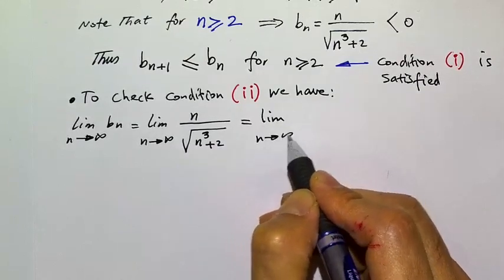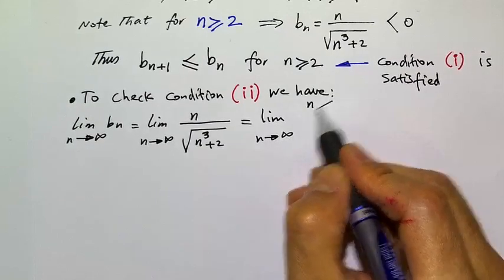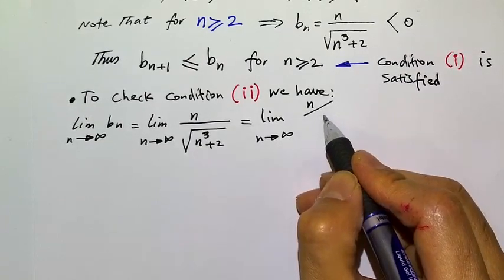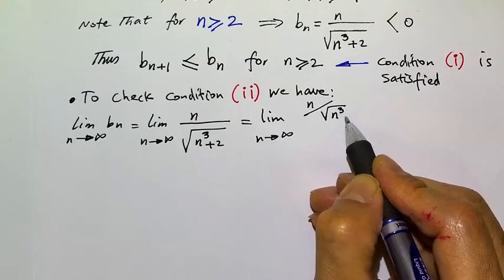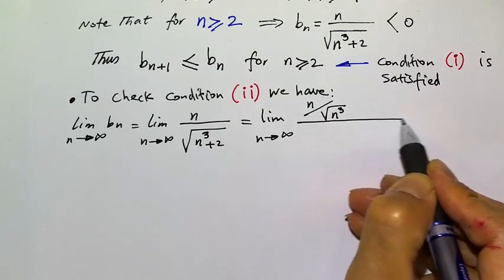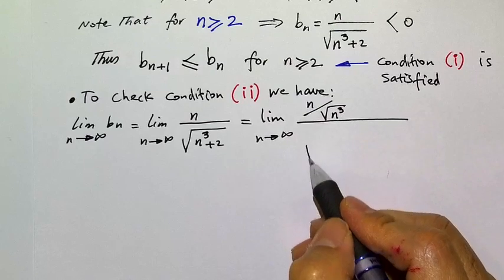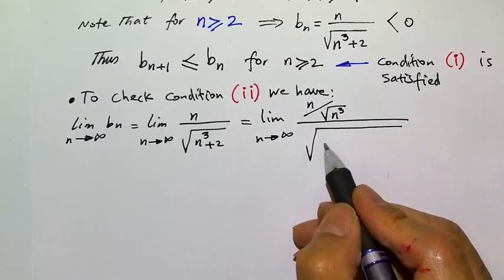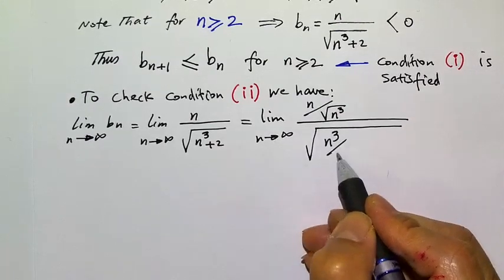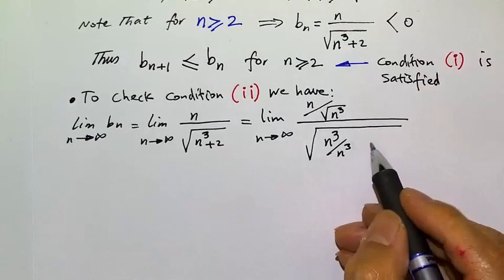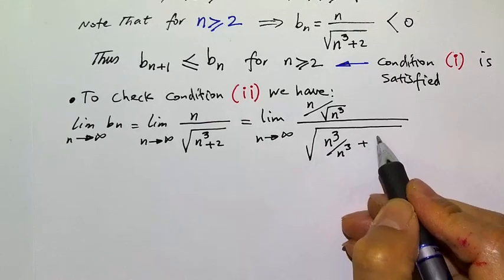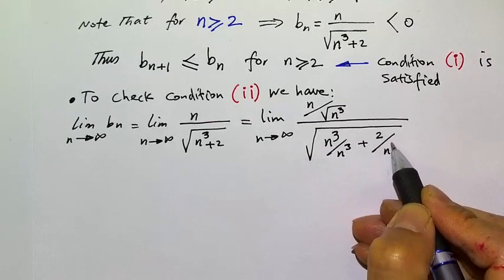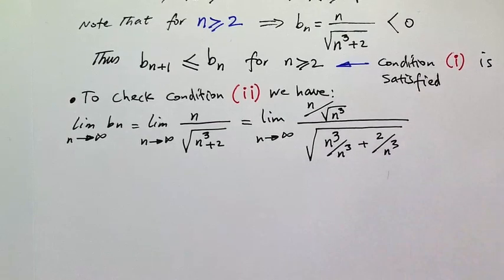Limit as n goes to infinity, n divided by square root of n cubed, divided by, same thing in the denominator, n cubed divided by n cubed, all of it under the square root, plus 2 divided by n cubed, right?